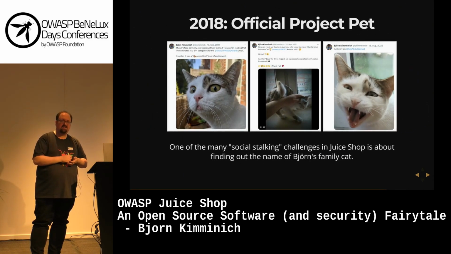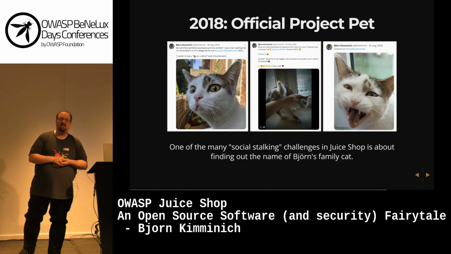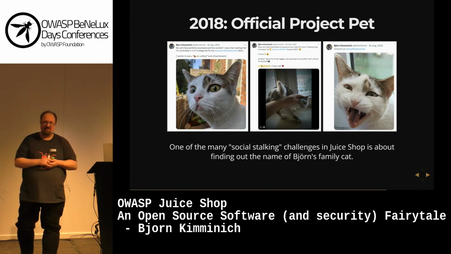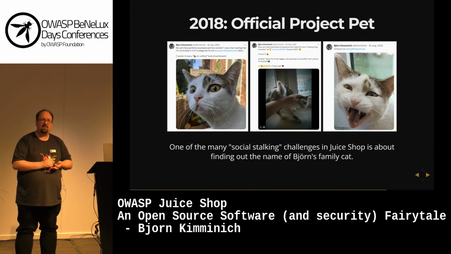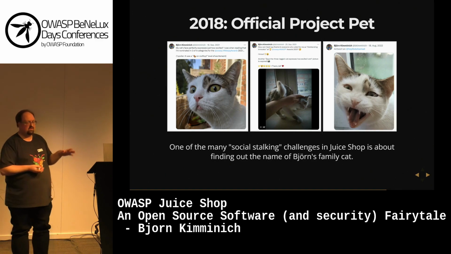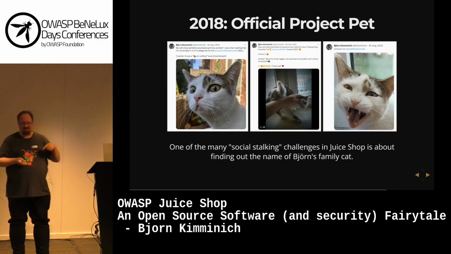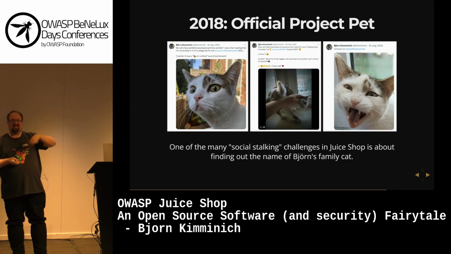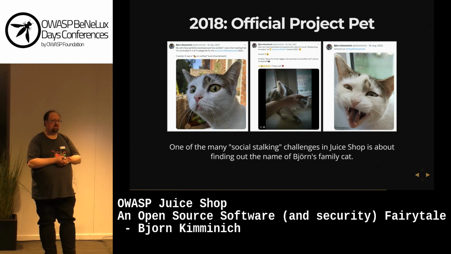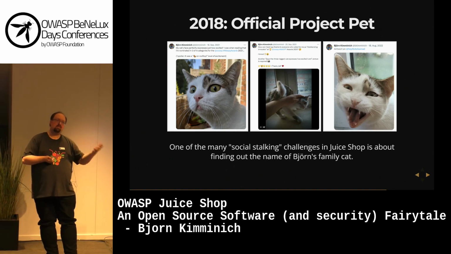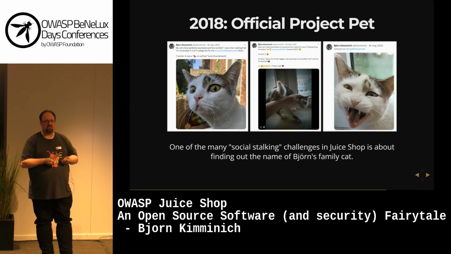So, last couple of slides. Since 2018, we have an official project pet, which is our cat at home. And she actually became part of one of the many social stalking challenges the Juice Shop has, because you can reset one of my accounts in the Juice Shop, so the password of one of the accounts, by typing in her name. And finding out her name is basically one of the hacking challenges.